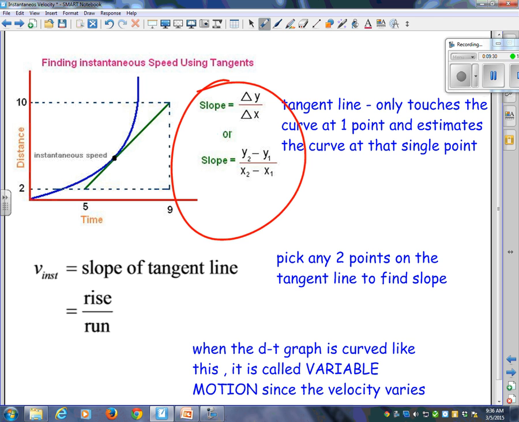Pick 2 points. Does it have to be the end points? No. Here it just happens to be. Okay, so what's the slope here? Well, this point is at 9 and 10, so the y is 10. Here the y is 2, so 10 minus 2 over 9 minus 5, which is 8 over 4, and we don't even need a calculator, 2 meters per second. The slope of the green line is 2 meters per second.